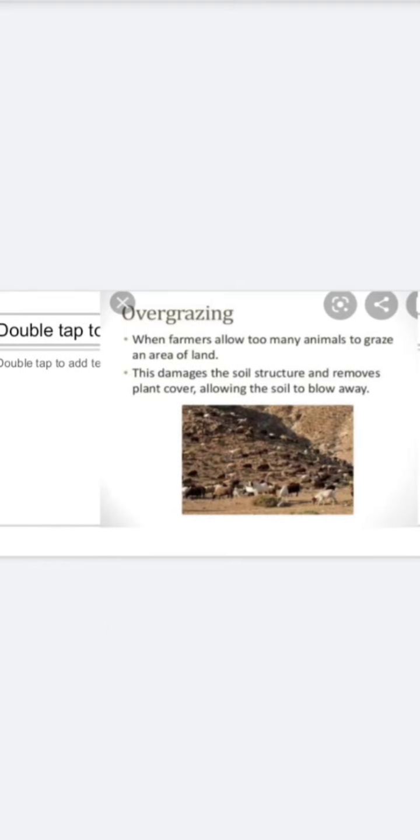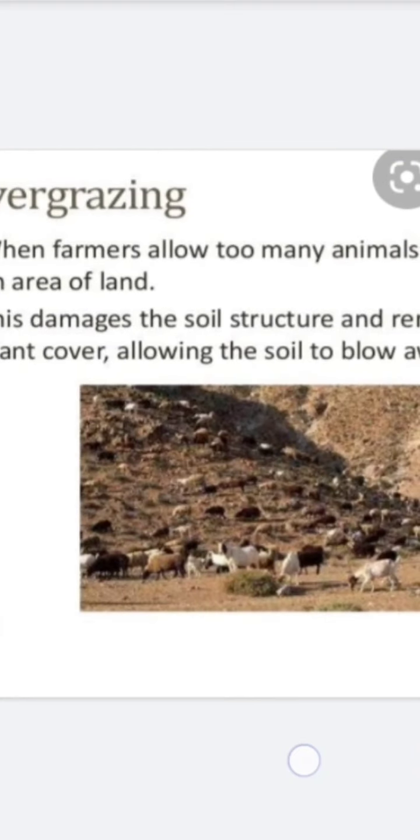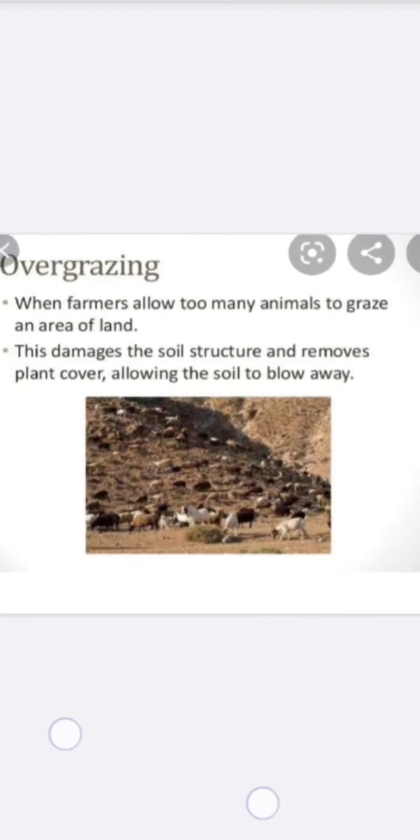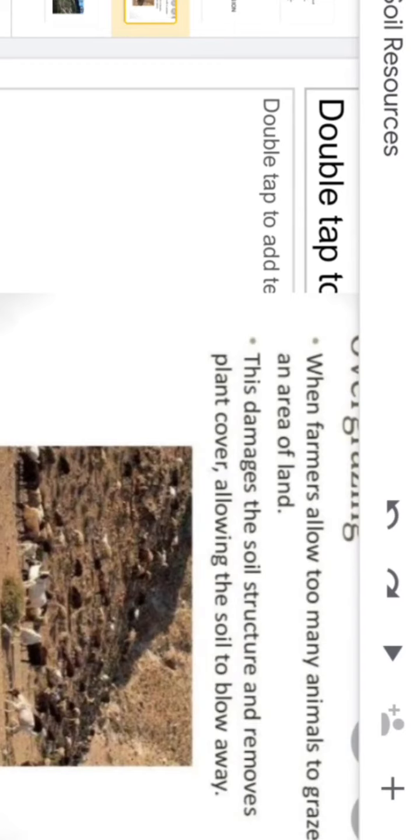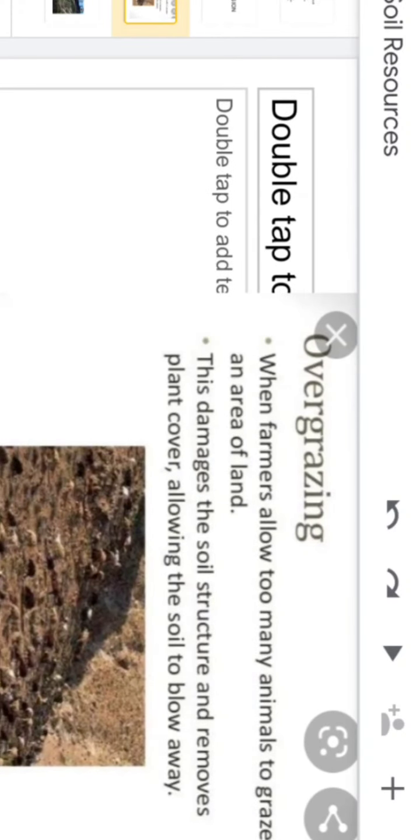Okay, so first, overgrazing. Now, in overgrazing, what is happening is that you can see here, children. Yes. So, too much overgrazing, the animals damage the soil structure, and they remove the soil cover also, the plant cover, which allows the soil to blow away with the wind or with the running water.